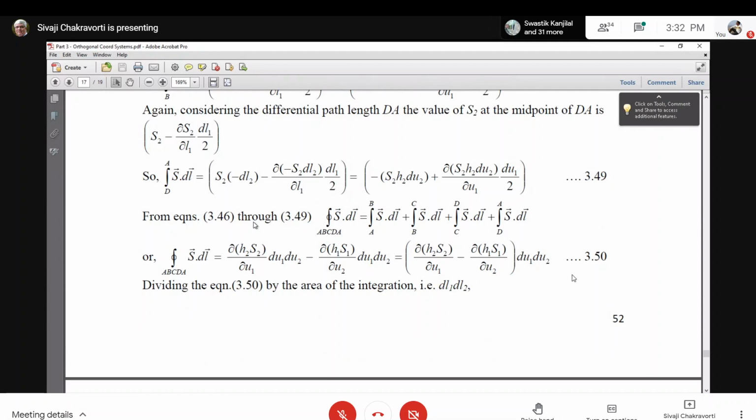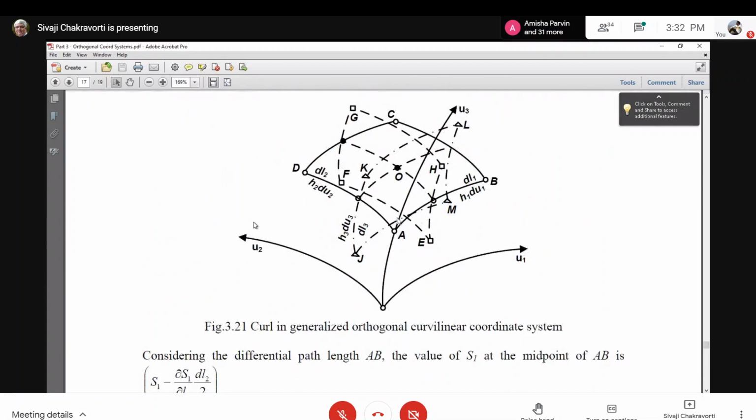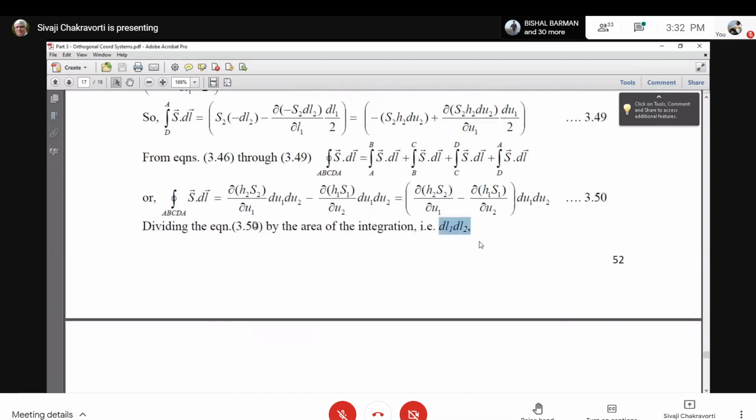So this is the total circulation of the vector field in this particular plane or area. Then we divide it per unit area. That is the definition of curl. So circulation per unit area. That means closed line integral. By the way, this is a closed line integral. We are taking the integral along a line A, B, C, D, A, a closed line. So it is a closed line integral which is called circulation. Circulation per unit area. The area is dl1, this one, and dl2, this one. So we divide this by dl1 dl2.